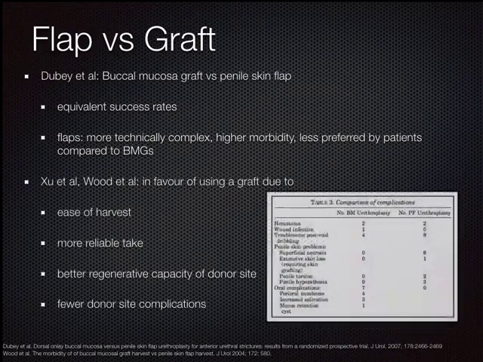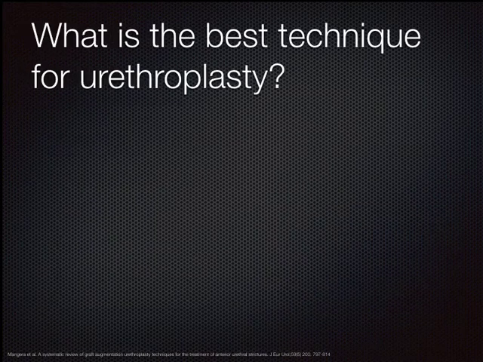This was also supported, sorry for the small text there, by findings of Zhu and Wood, who found basically the same results, is that there was equal success rate, but overall the grafts had a higher ease of harvest, more reliable take, better regenerative capacity of the donor site, with fewer complications, and the patients preferred them. This all boils down to what is the best technique for urethroplasty. There was a review paper published in the European Journal of Urology in 2008 which ventured to answer this question by reviewing all of the literature results that were available at that time. And these were their conclusions.